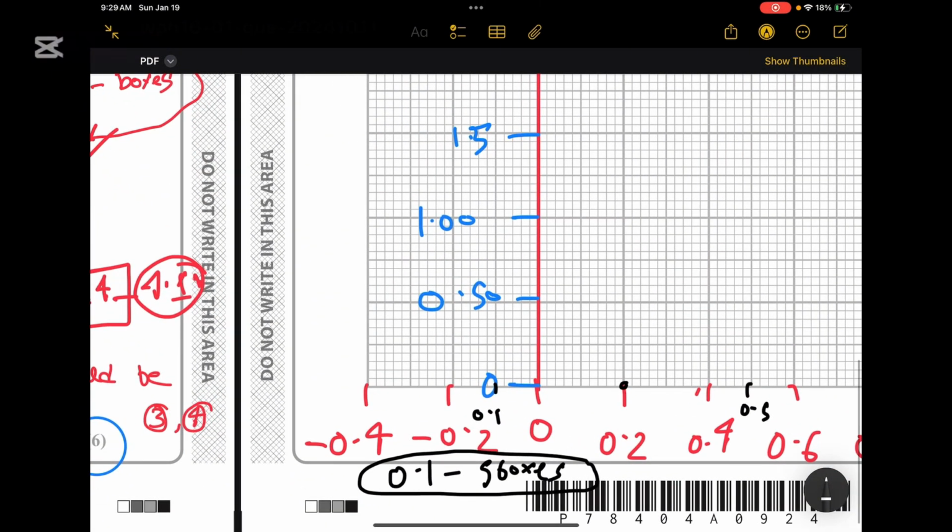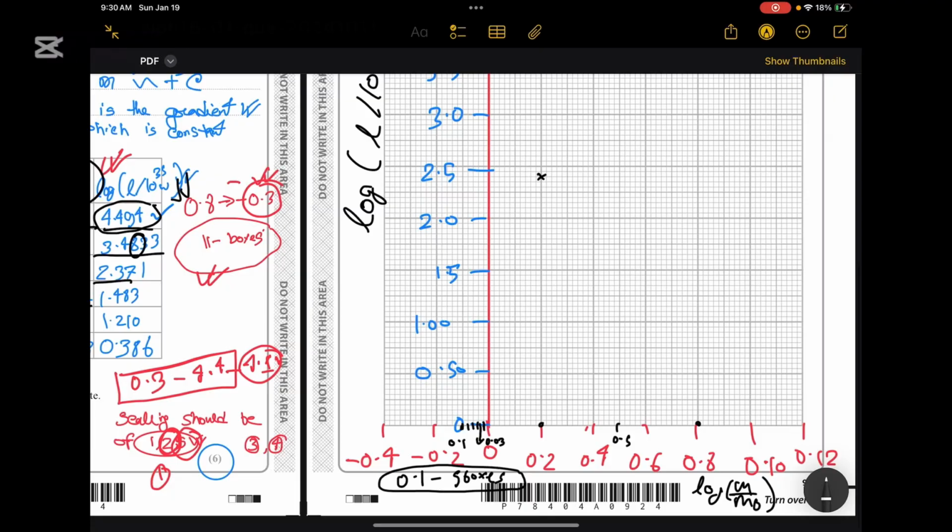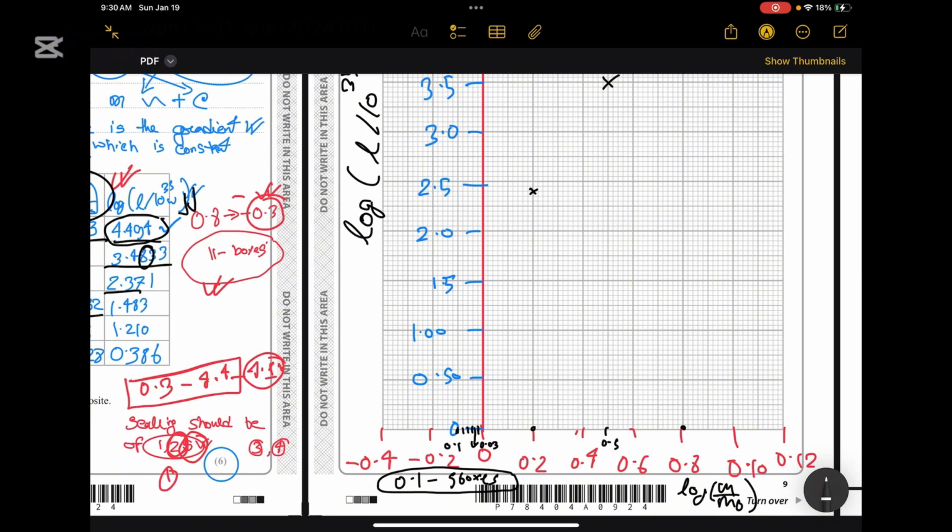So if this is 0.02, 0.04, 0.05, 0.02, 0.04, 0.06, 0.08, and this is 0.1. So we need for 0.03. So if this is 0.02, it is in the middle. 0.03 will be in the middle. So let's draw the 0.03 right here.